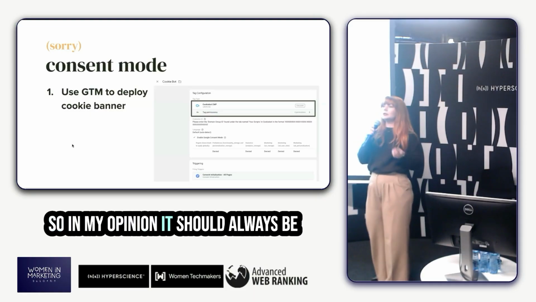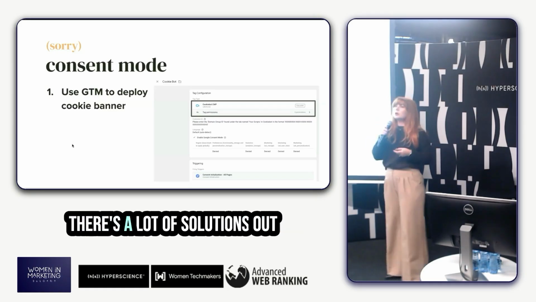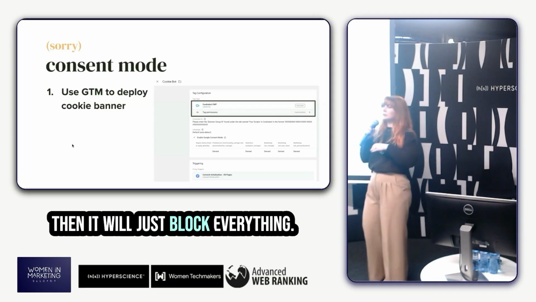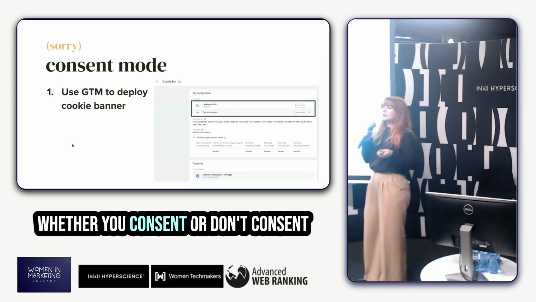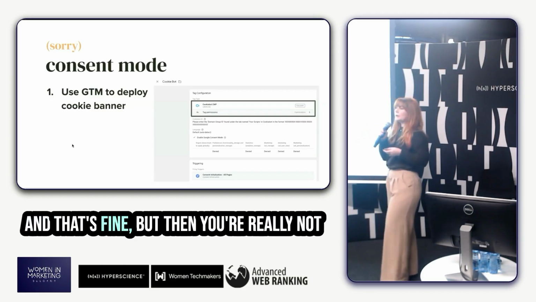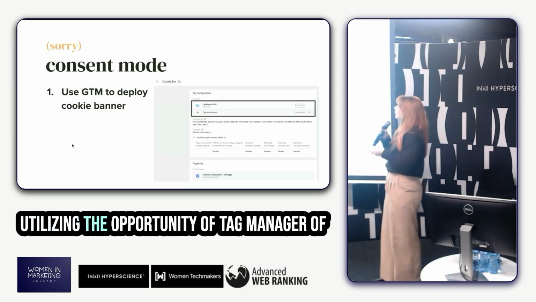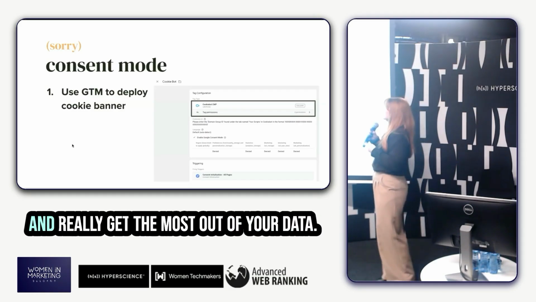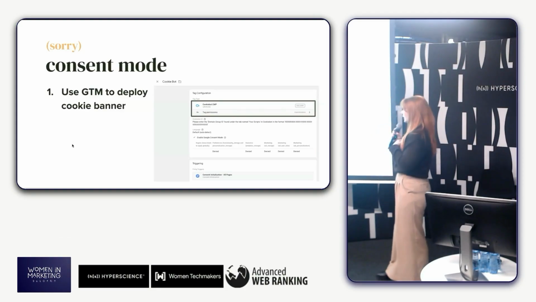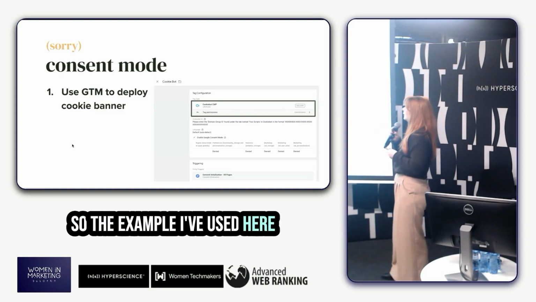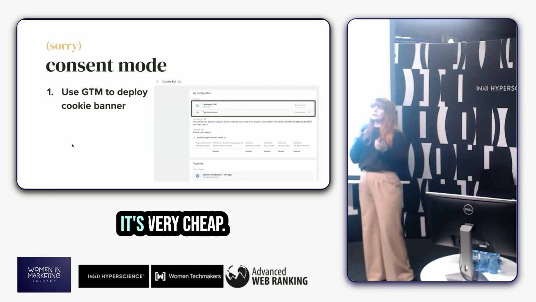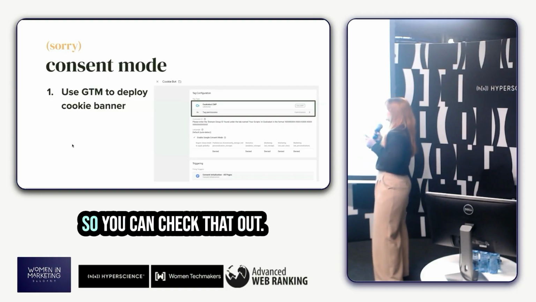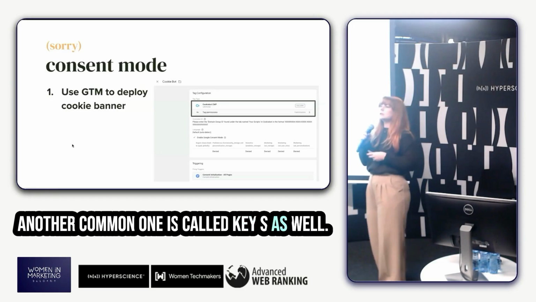In my opinion, it should always be implemented through Tag Manager. There are a lot of solutions out there where you can just deploy it straight onto the website and then it will just block everything, whether you consent or don't consent. And that's fine, but then you're not utilizing the opportunity of Tag Manager, of being able to manage those tags efficiently and get the most out of your data. The example I've used here is a solution called Cookiebot. It's very common, it's very cheap, and I think most businesses can implement this one. So you can check that out. Another common one is CookieYes as well. It's very similar.